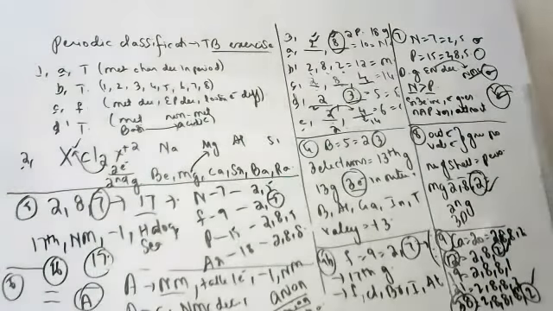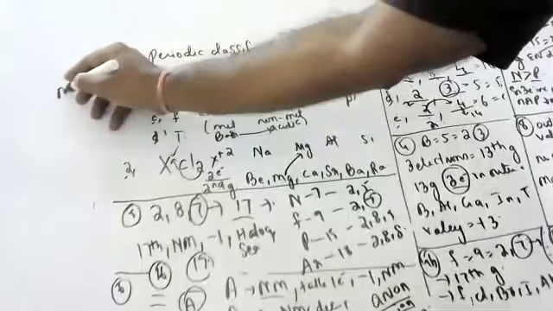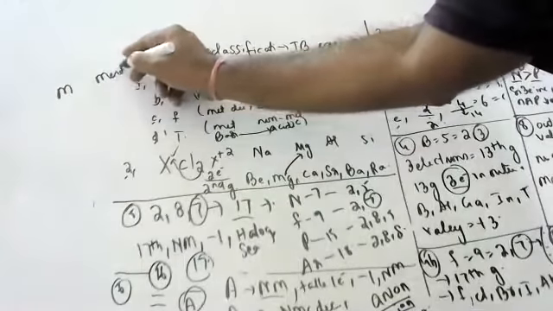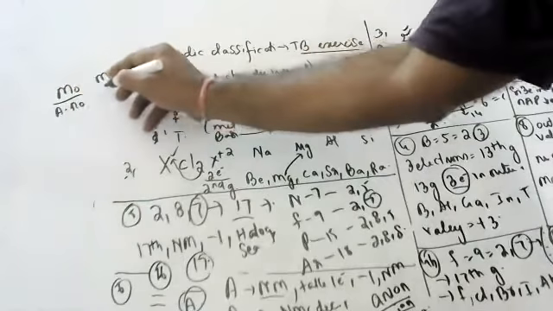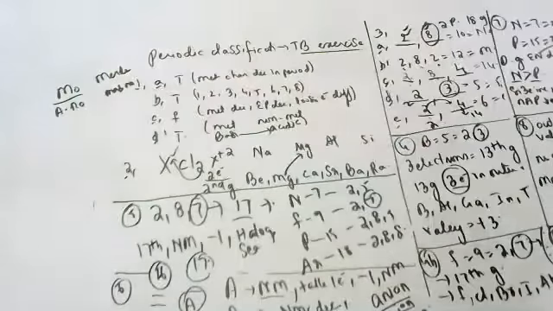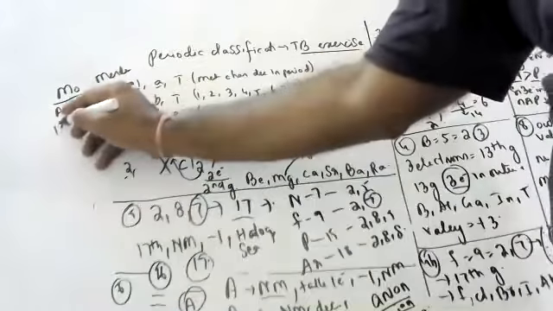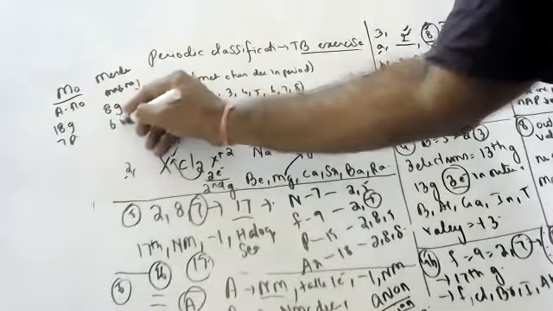Compare the modern periodic table with Mendeleev's periodic table. The modern periodic table is based on atomic number. Mendeleev's periodic table is based on atomic weight, or mass number. In the modern periodic table, 18 groups and 7 periods are there. In Mendeleev's, 8 groups and 6 periods are there.